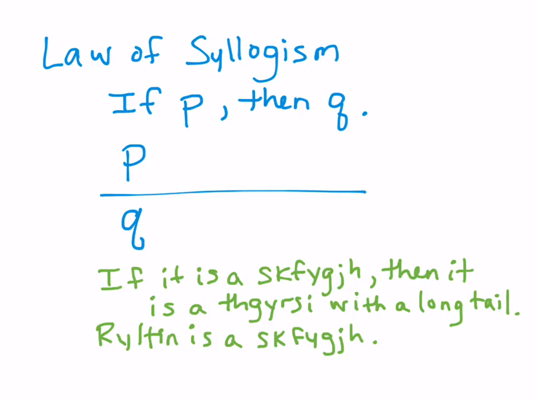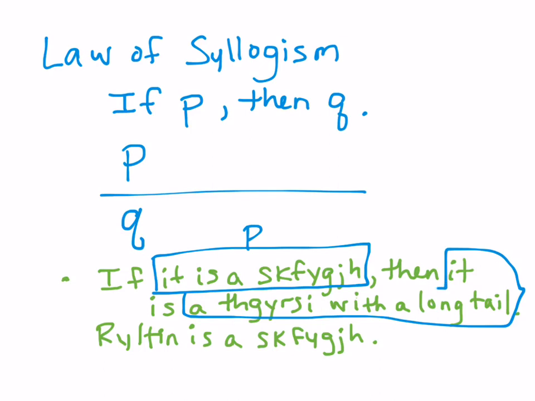And then the second statement, Rilton is a skiffig. So if you look at these two premises, well, the first one, if P, then Q. So what is P? Well, P is, it is a skiffig, that's P. Okay? And then Q, it is a thigursi with a long tail. So that's that second part there. That's the Q, or the second statement in that first premise.